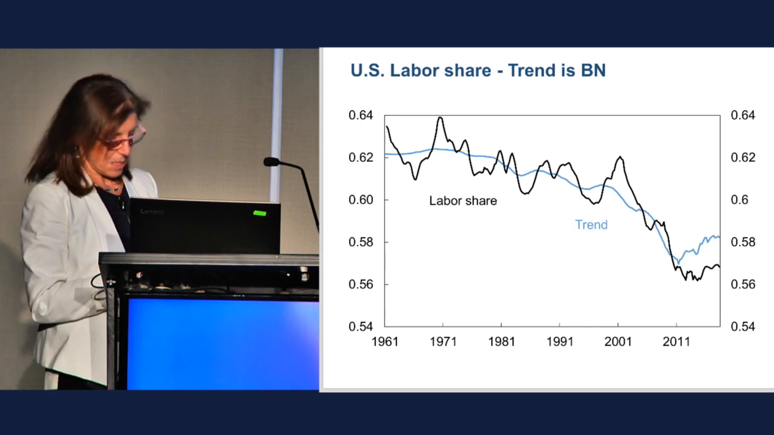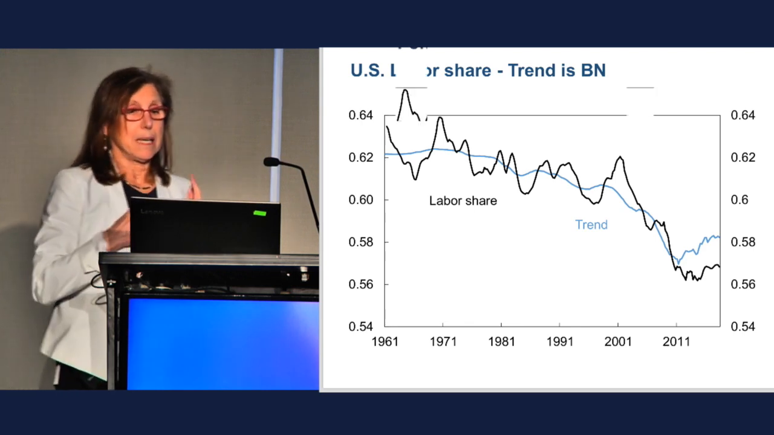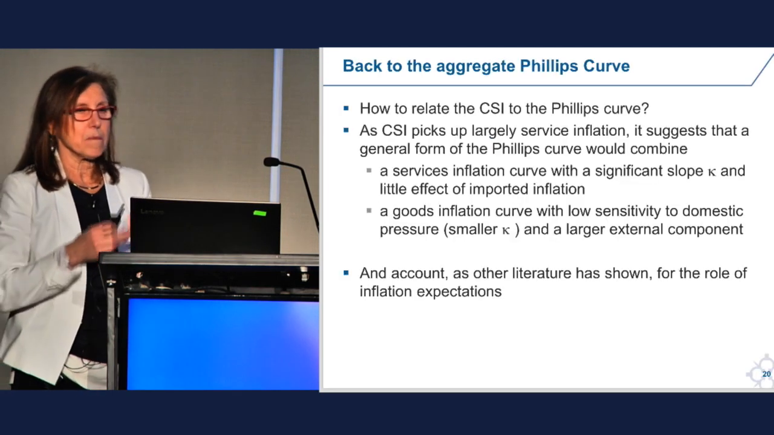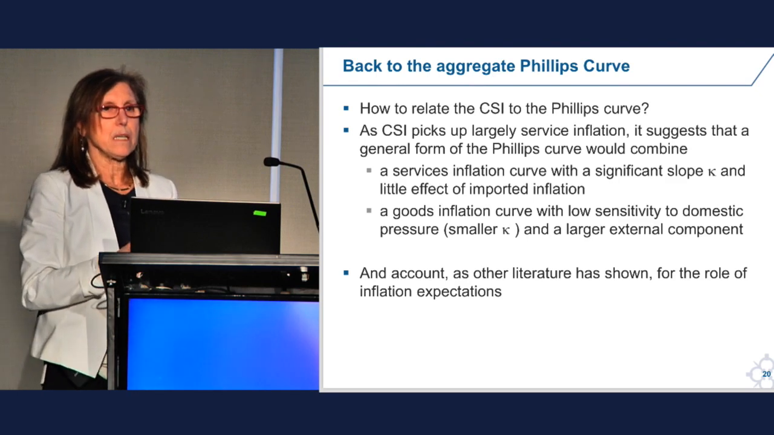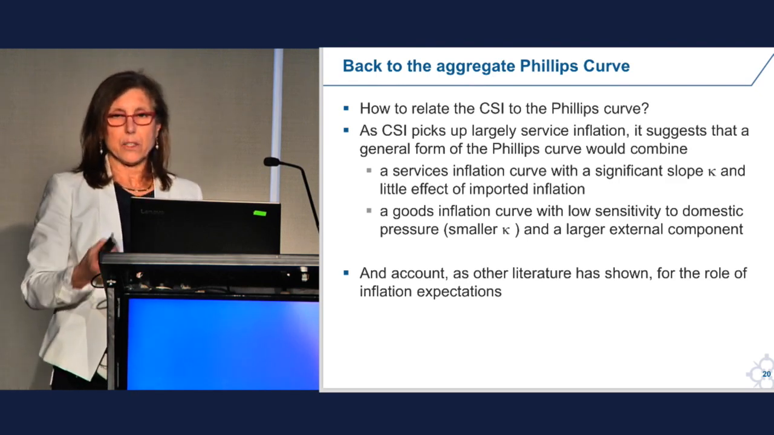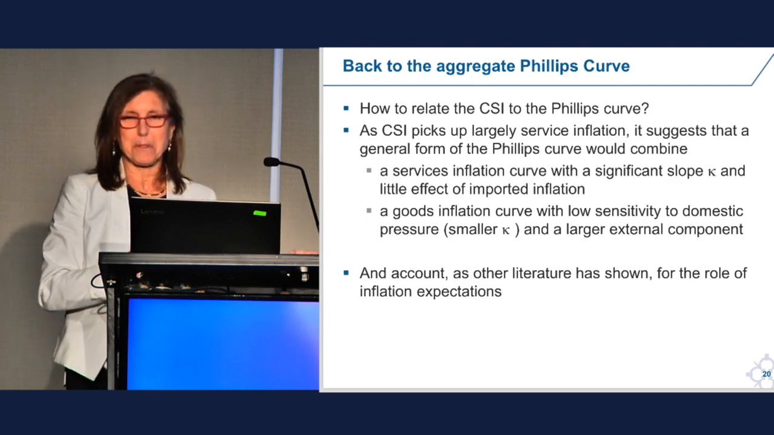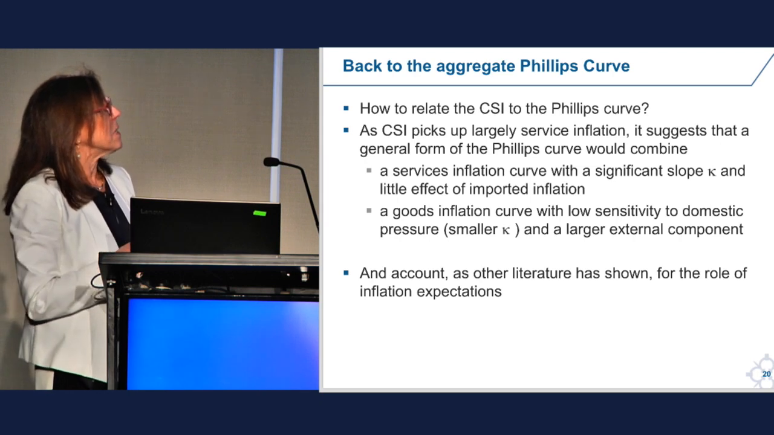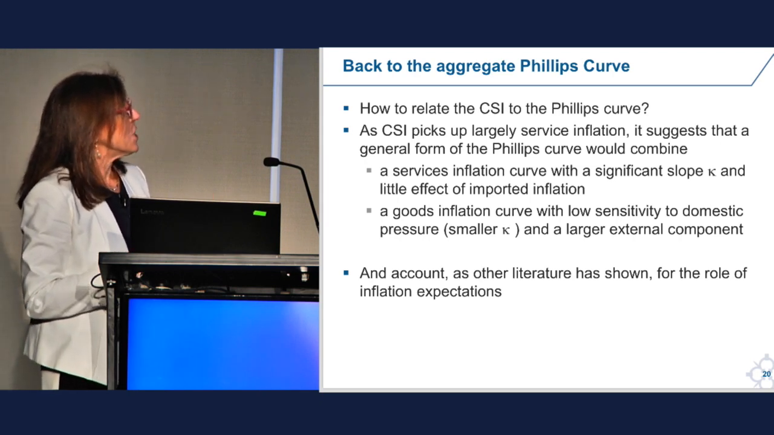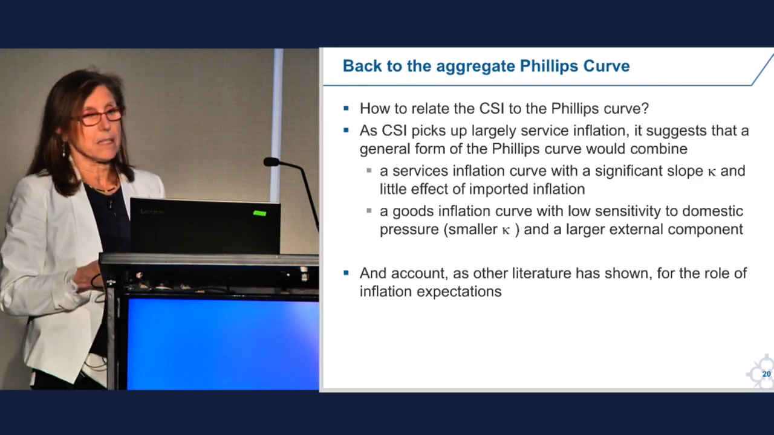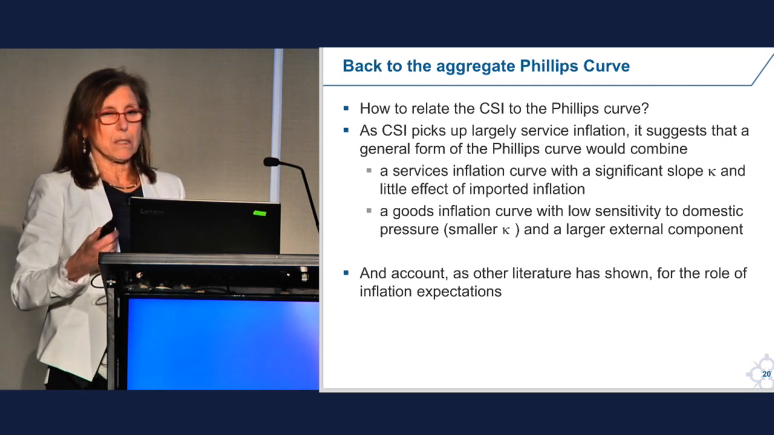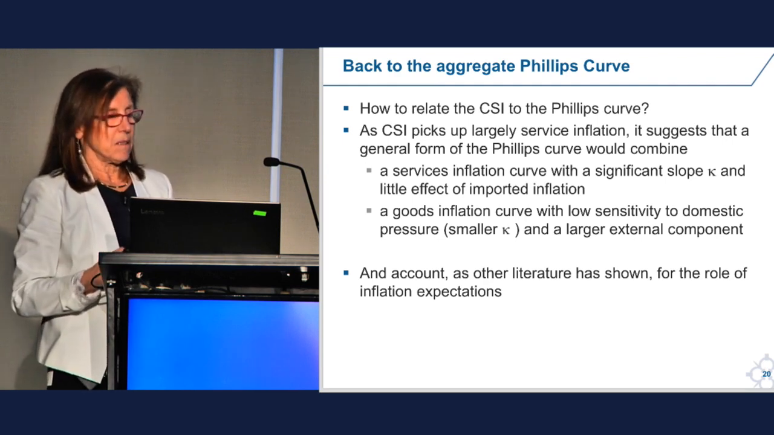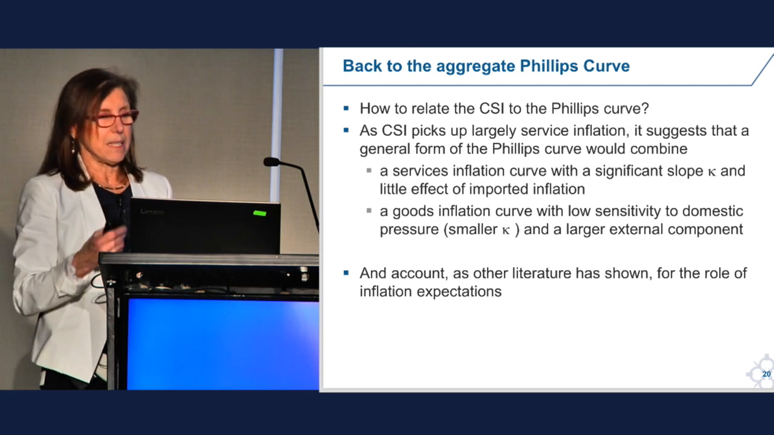And okay, I think this brings me to the last slide. Back to the aggregate Phillips curve. How do I interpret this CSI in the context of the Phillips curve? Well, I already told you we had to take into account the labor share, but CSI picks up, as I think I showed you, largely service inflation, and that suggests that when you think about the Phillips curve, we have to model differently a sector of services and a sector of goods. And there are very good reasons to do that, and people in this room have done this.